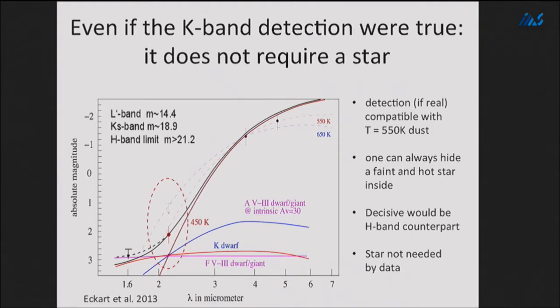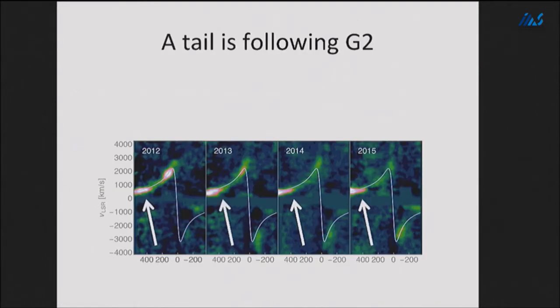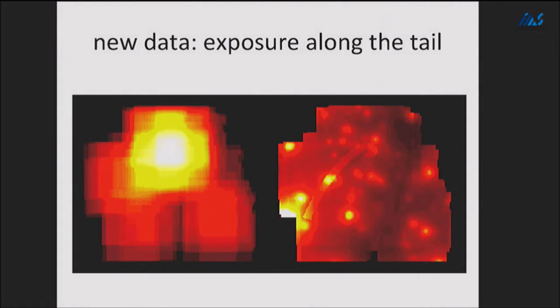Next point is that there's a tail following G2. You can see here in our position velocity diagrams of the later years nicely how that looks. We see that tail also in image space, how it's spread out. It's rather faint. And a new data set that we have collected is that we have not only exposed on the central field, but we have spent some exposure here to the left. So that feels a bit weird. You look at the galactic center and you take a very precious telescope and you exactly look next to the black hole. That doesn't feel quite right.